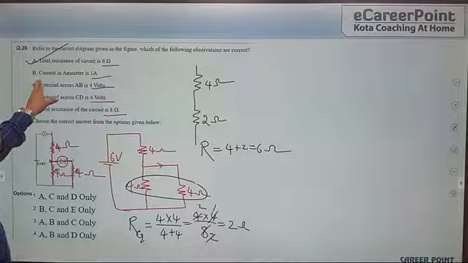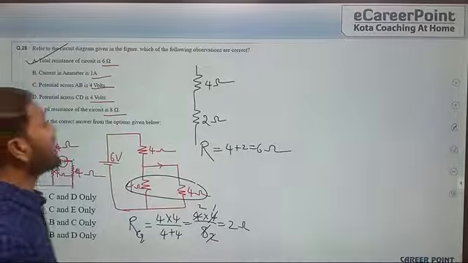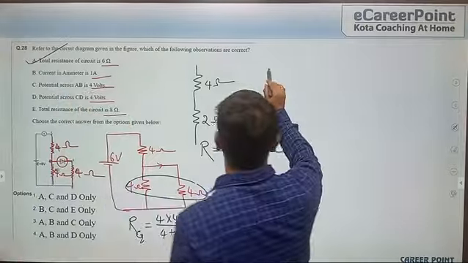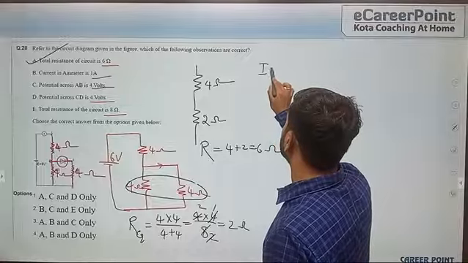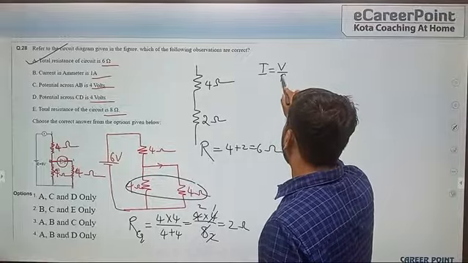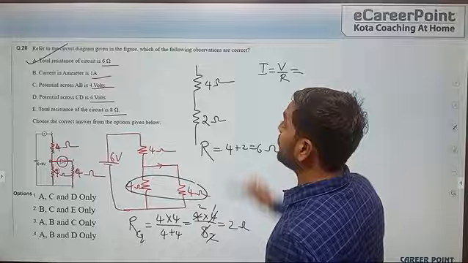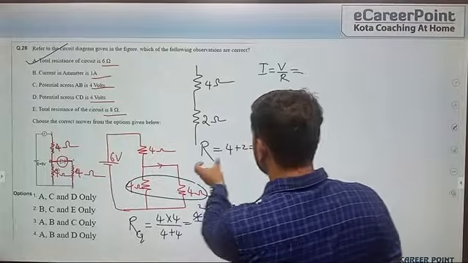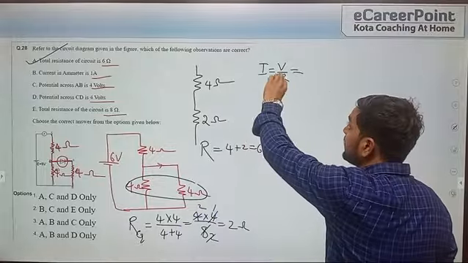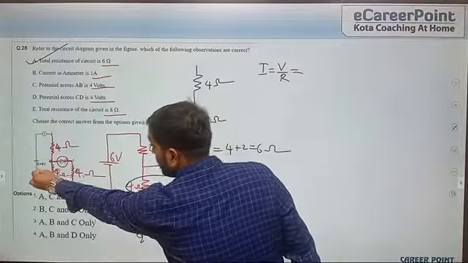Next, the current in the ammeter is 1 ampere. What is the formula of current? Current I is equal to V by R. Here we got the R value equal to 6 ohms, and the given voltage is 6 volts.